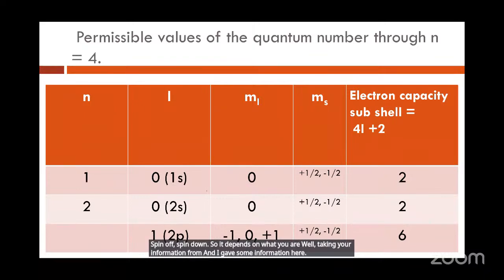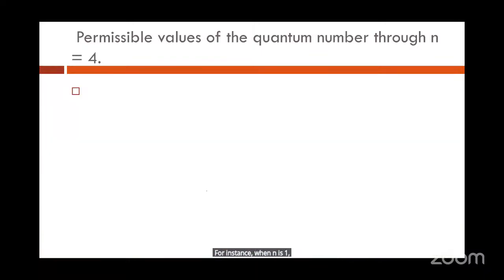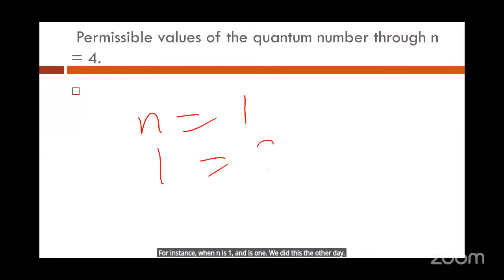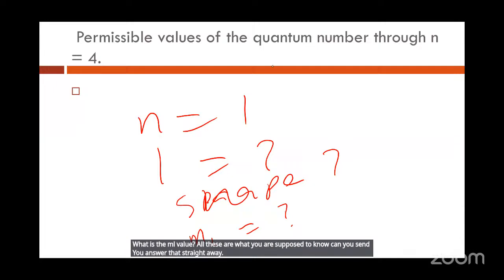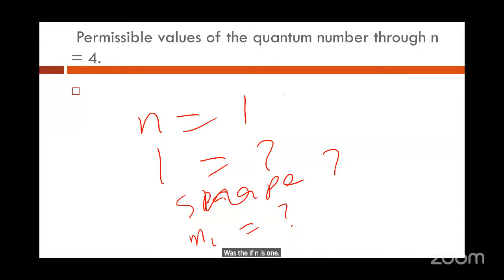For instance, when n is 1, we did this the other day. What is the L value? What is the shape of the atomic orbital? What is the ML value? All these are what you are supposed to know. Can you send your answer straight away? If n is 1, what's the L value going to be?